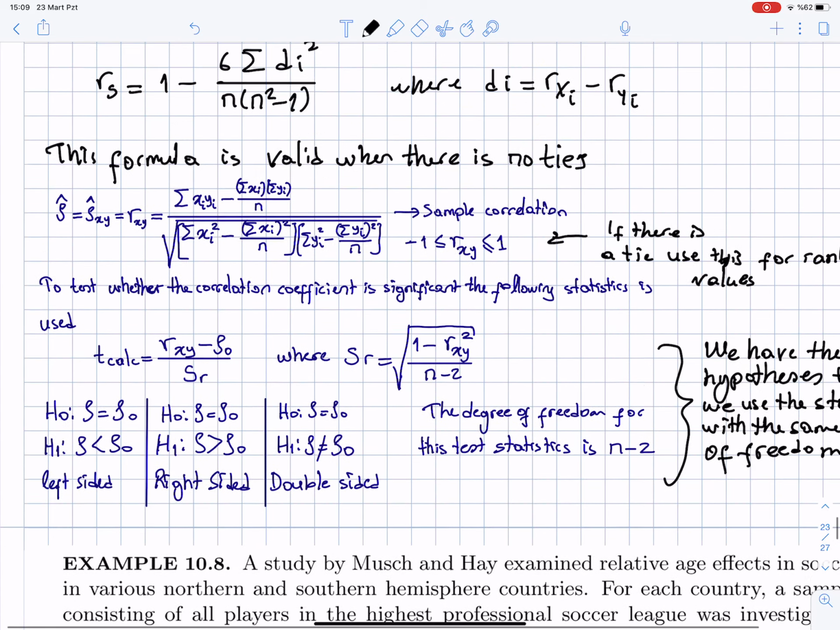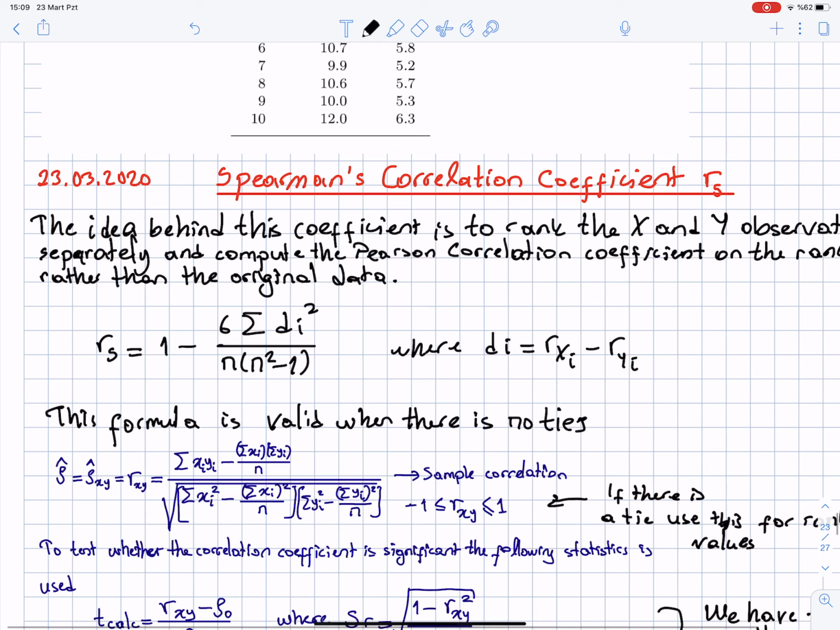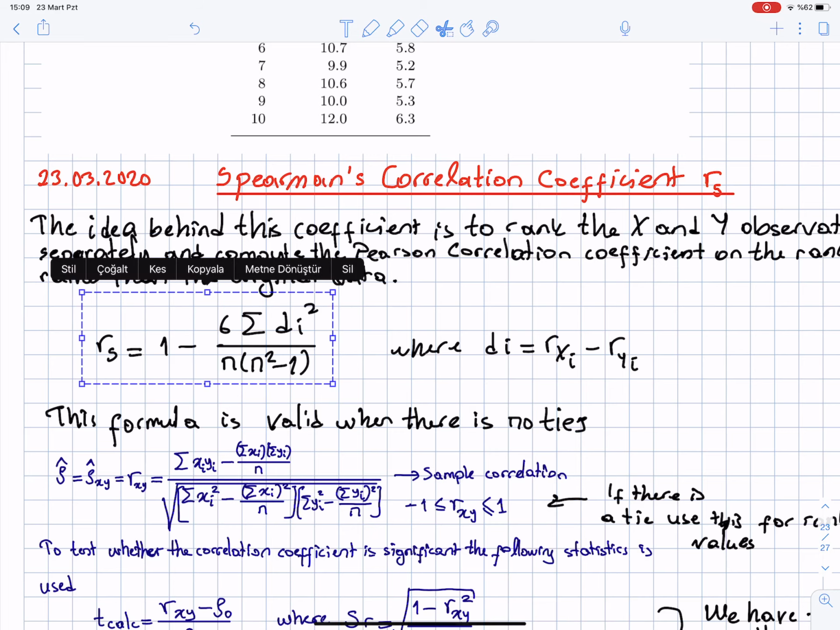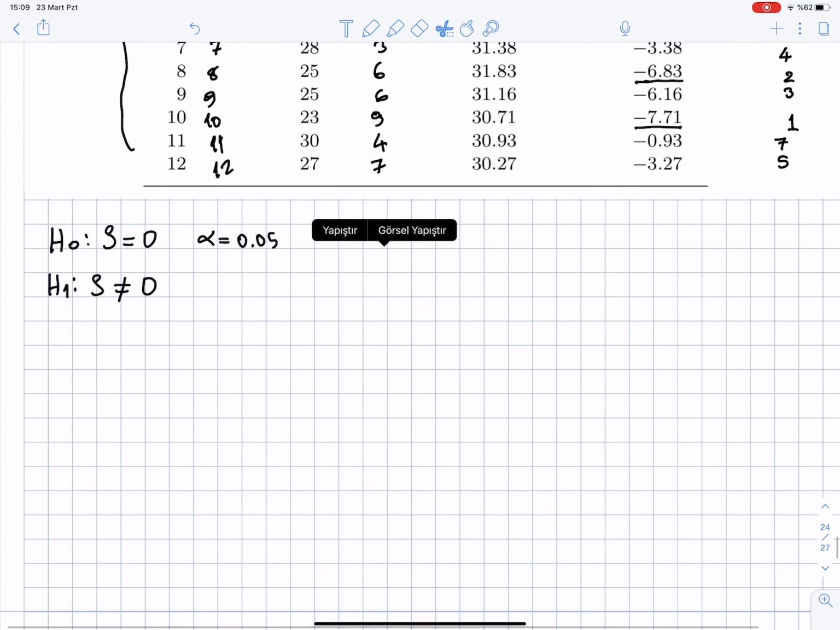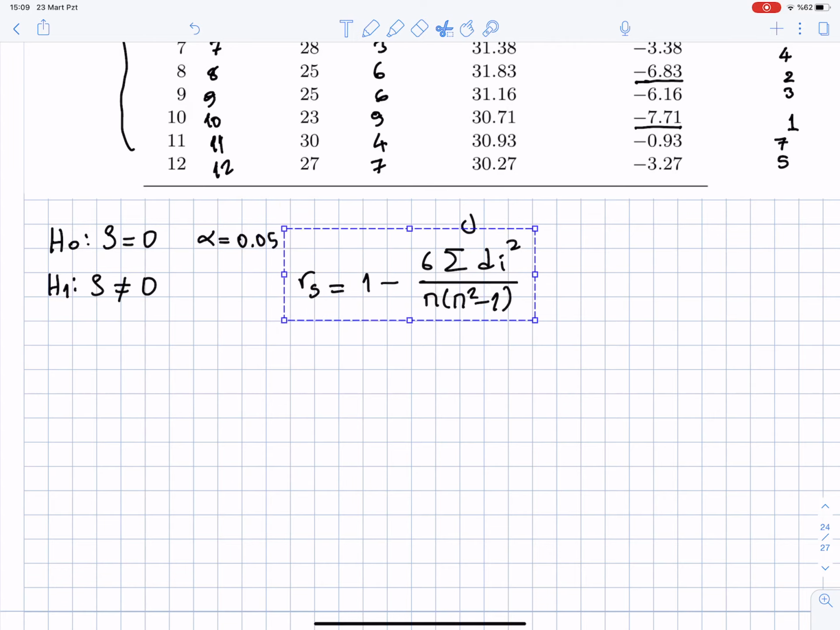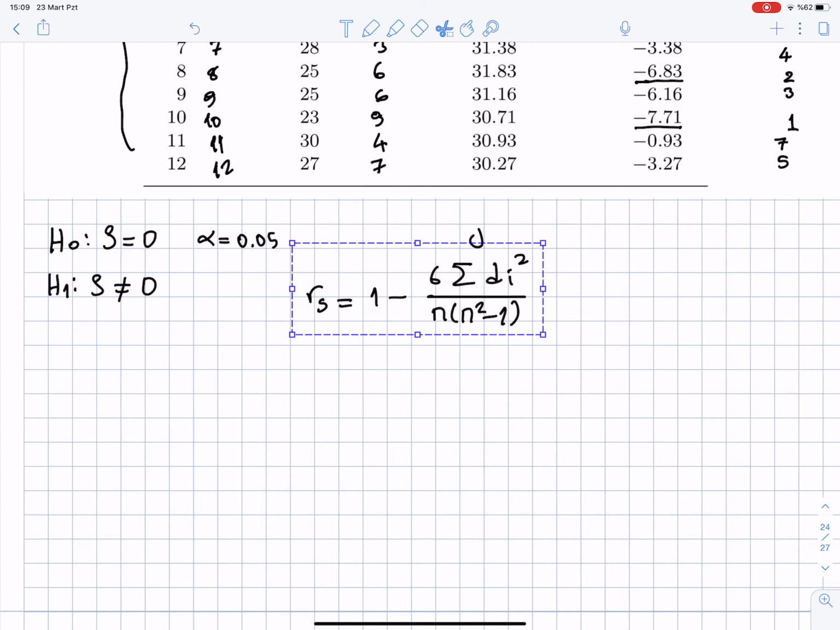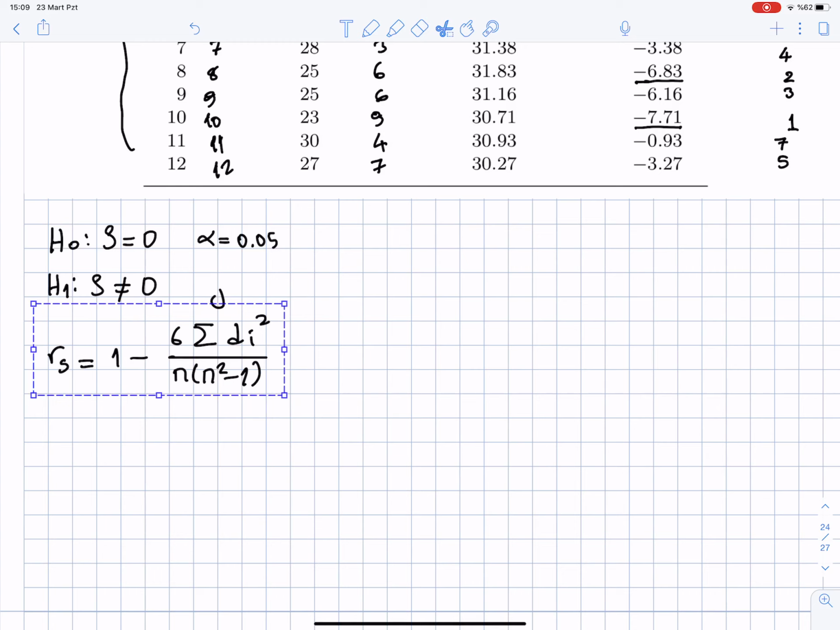I'm going to copy the formula. You may not remember the formula, so I'm going to get it for you. That's the formula we use for the Spearman rank correlation. Place it right here. That's okay. Let's move it downward a bit.